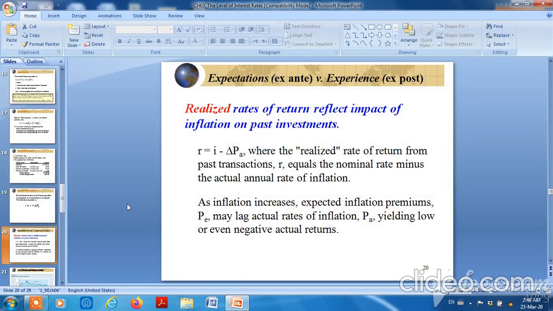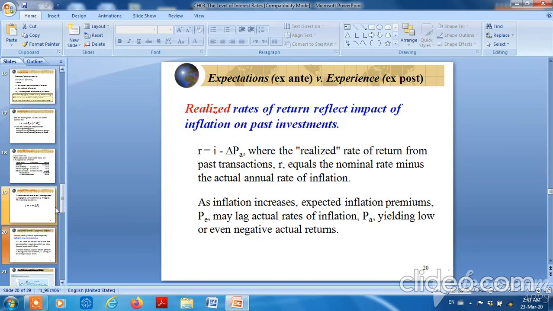Versus experience, ex post. Realized rates of return reflect the impact of inflation on ex post investments. So to calculate the realized rate of return, R equal I minus delta PA, where the realized rate of return from ex post transactions, R, equals the nominal rate minus the actual annual rate of inflation. وهنا تاخد بالك جدا ان as inflation increases, expected inflation premiums PE may lag actual rates of inflation PA, yielding low or even negative actual returns.